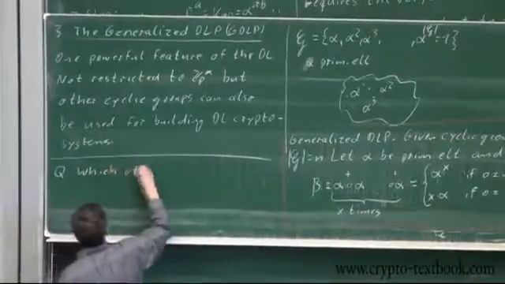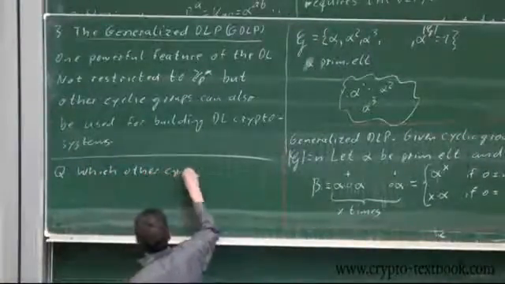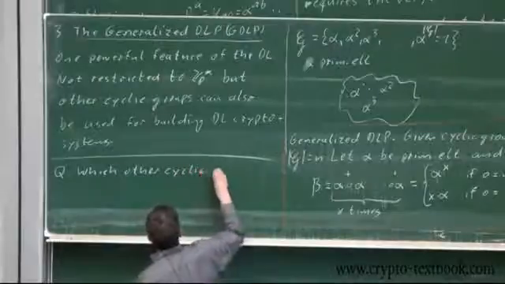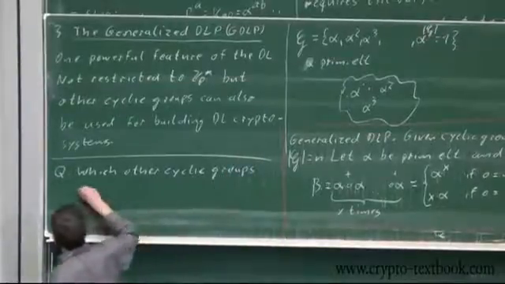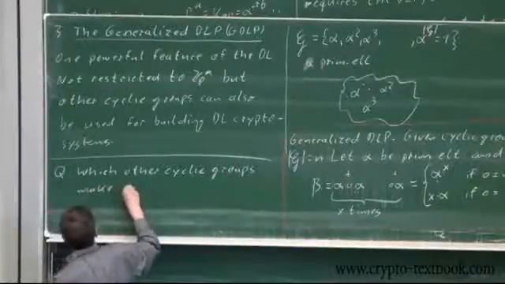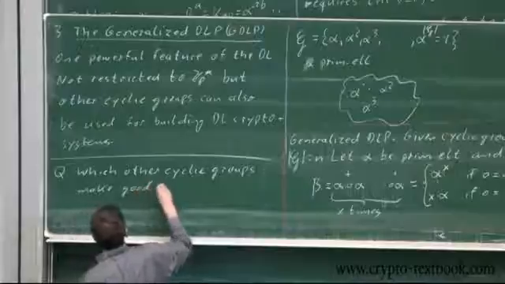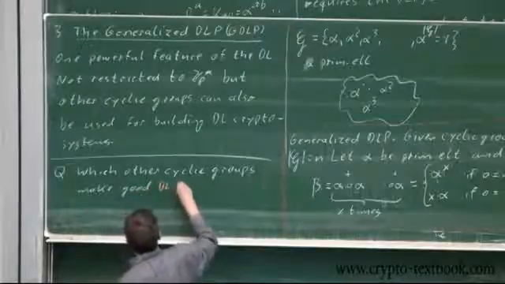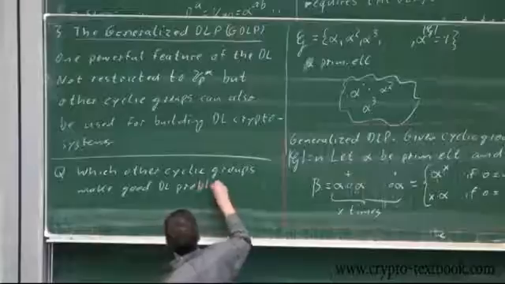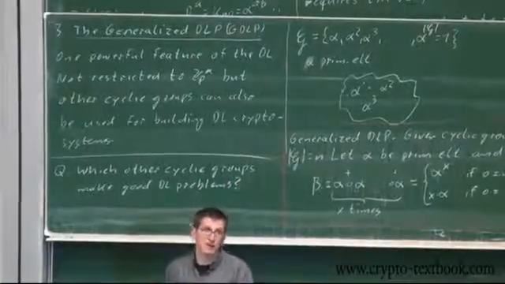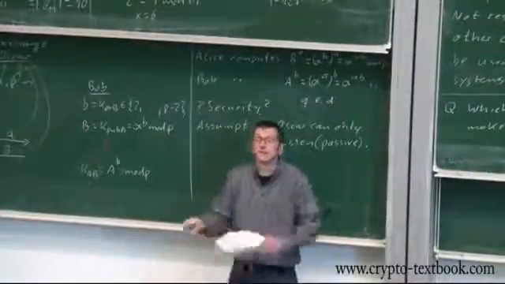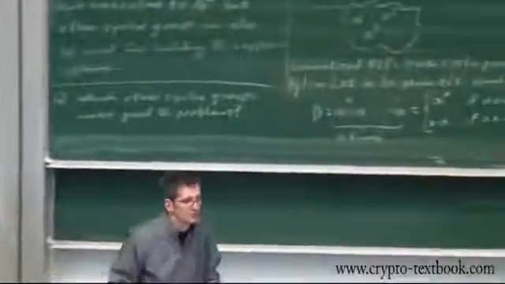Which other cyclic groups make good discrete logarithm problems? And again, as soon as we have a discrete logarithm problem, you can apply the same protocol. You can do Diffie-Hellman, but then maybe not do integer arithmetic. Maybe do something very, very different.